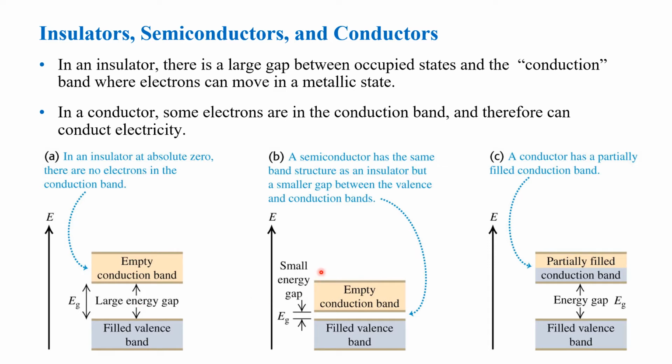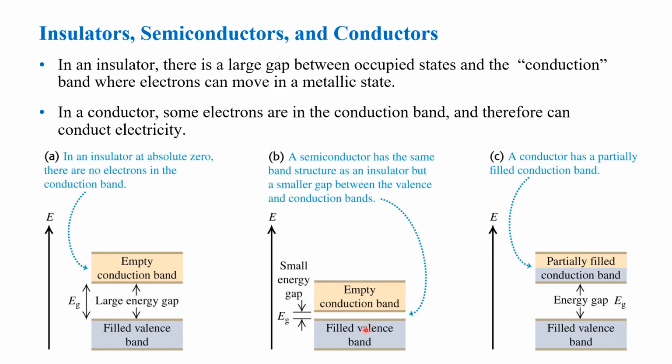And a semiconductor, on the other hand, has the same band structure as an insulator, but a smaller gap between the valence and conduction band. So we still have the same energy gap here, but this energy gap is smaller compared to the energy gap in your insulators. This is the reason why your semiconductor can be used as an insulating material or a conducting material. It just depends on how you are going to engineer your material.